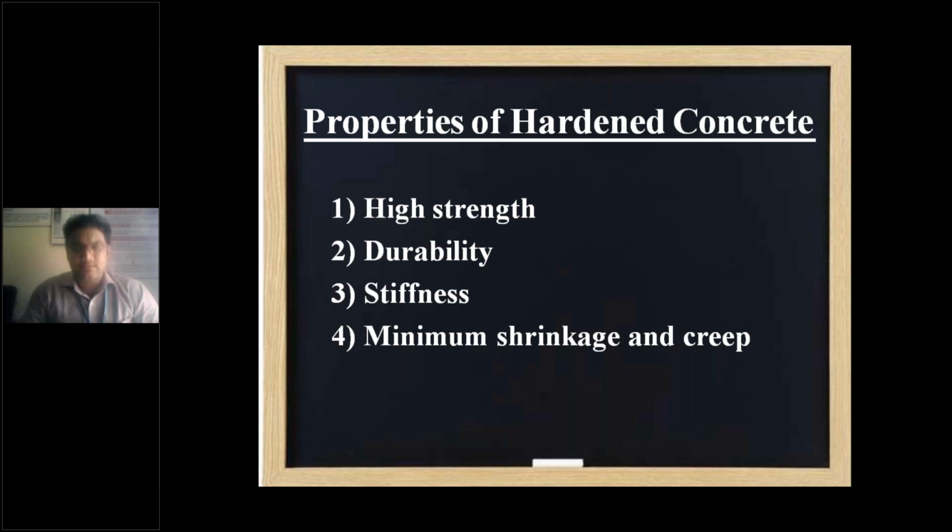So that is how the hardened concrete which you are going to use in terms of high grade should have high strength, high durability, high stiffness, and minimum shrinkage and creep. As I told you, why are we using high grade concrete? Because high grade concrete will have very minimum shrinkage and very minimum creep. So these are the properties that hardened concrete usually has.